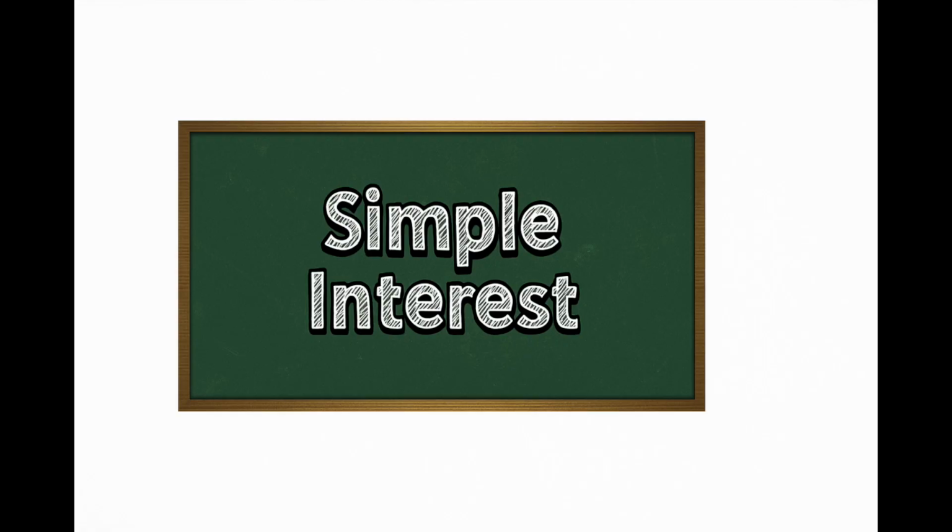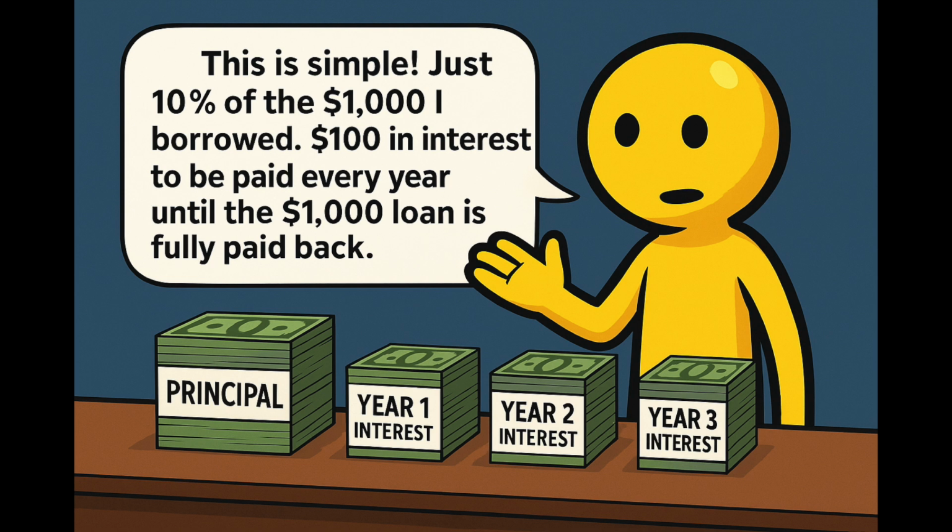This one's easy. They charge you interest just on the original amount you borrowed. That's it. Let's say you borrow $1,000 at 10% simple interest for 3 years. Each year, you pay $100 in interest, 10% of $1,000. No changes. Over 3 years, that's $300 in interest. Total payback, $1,300.